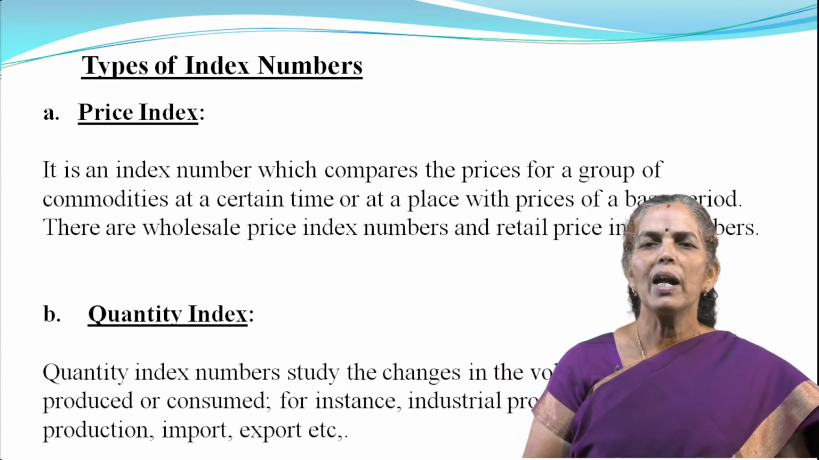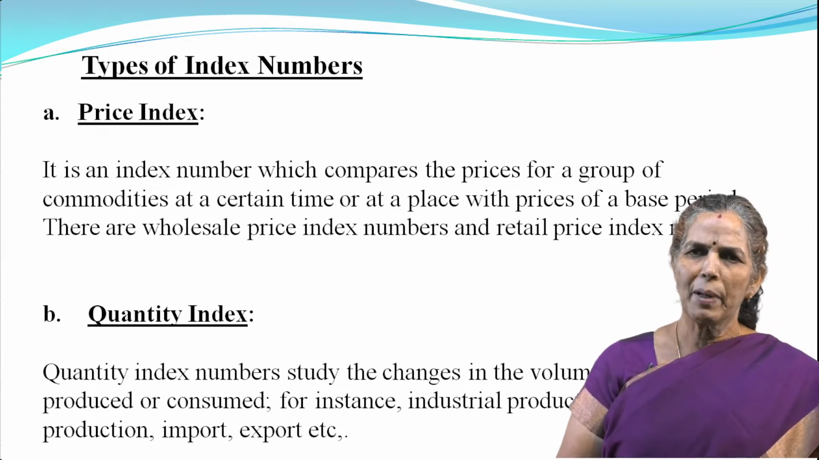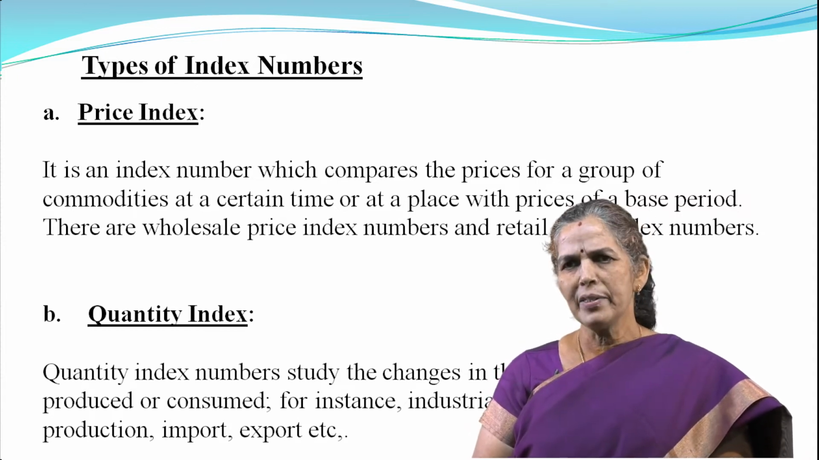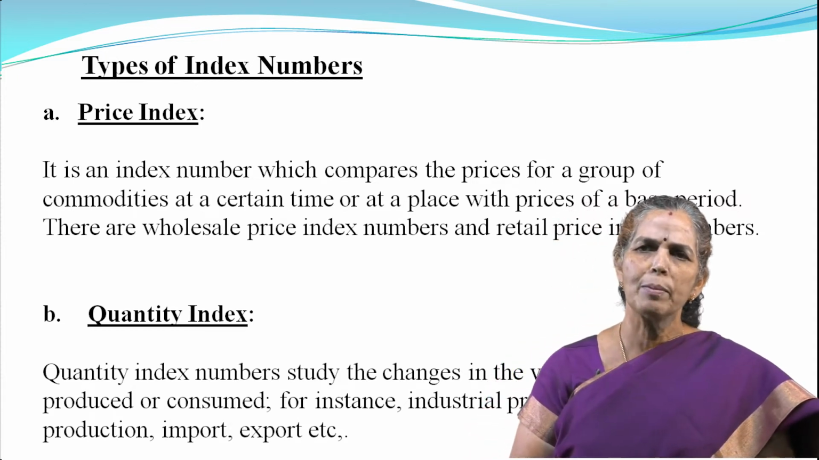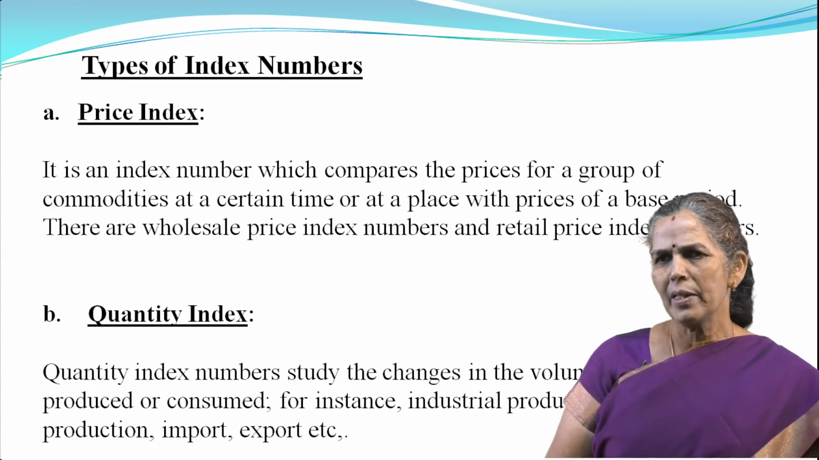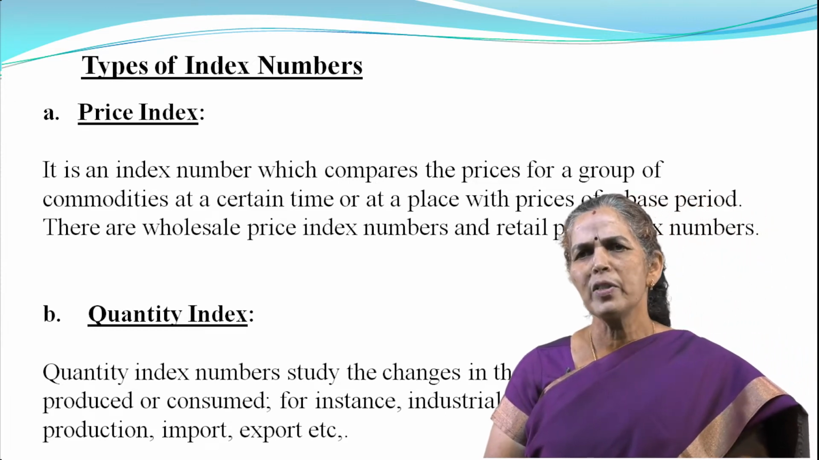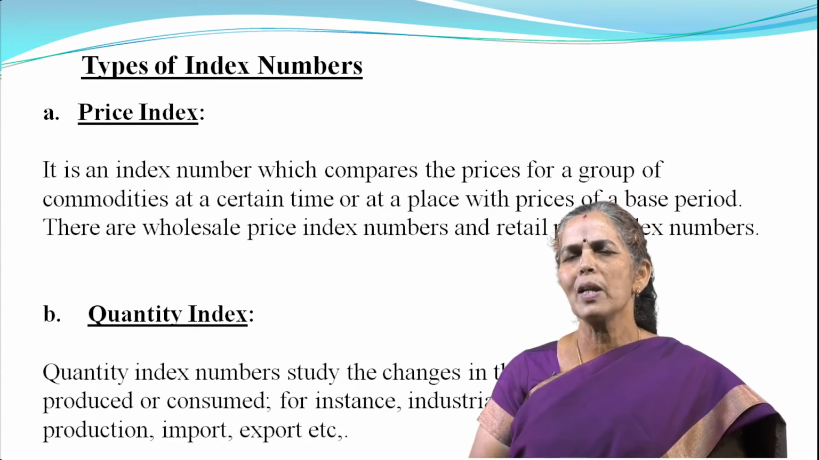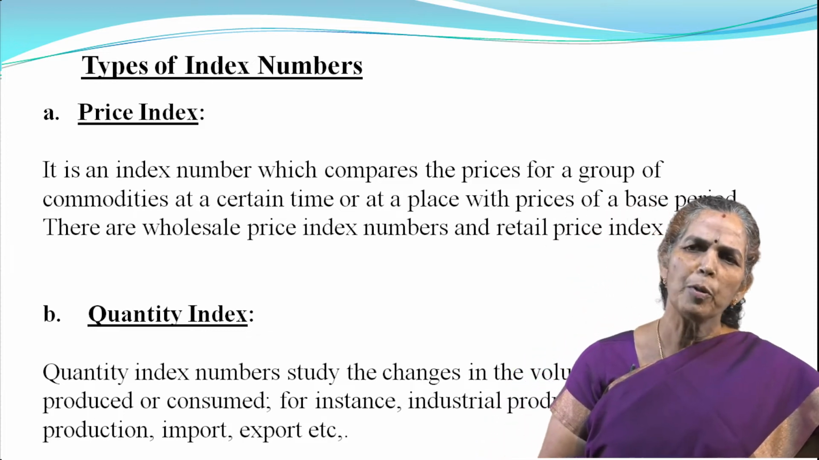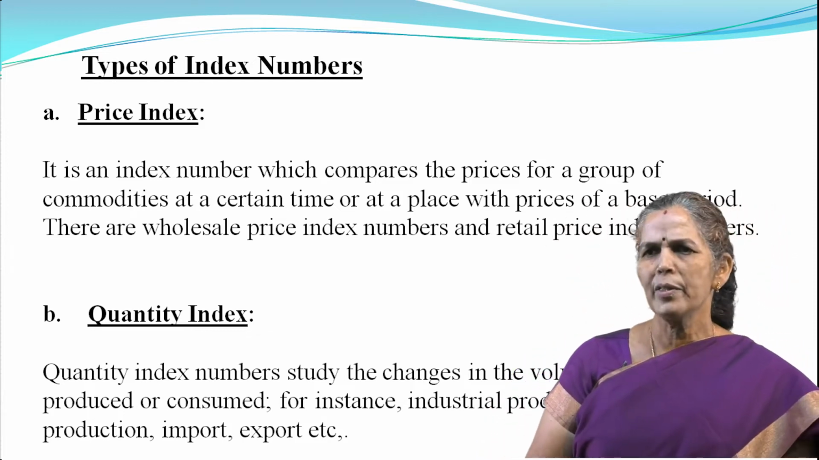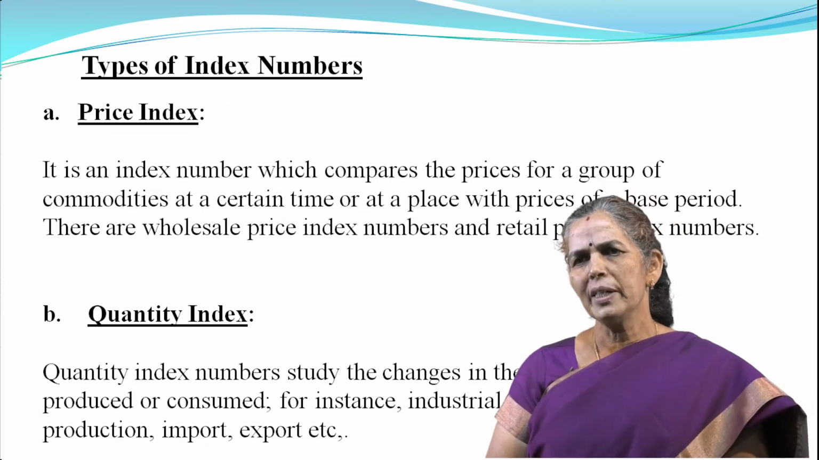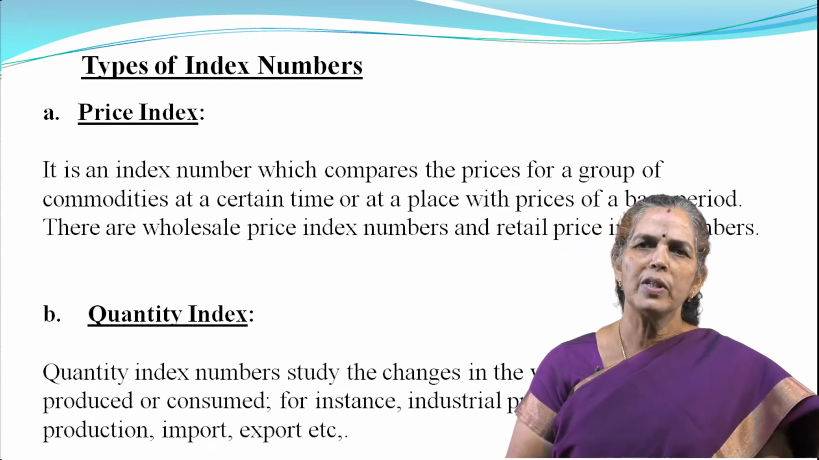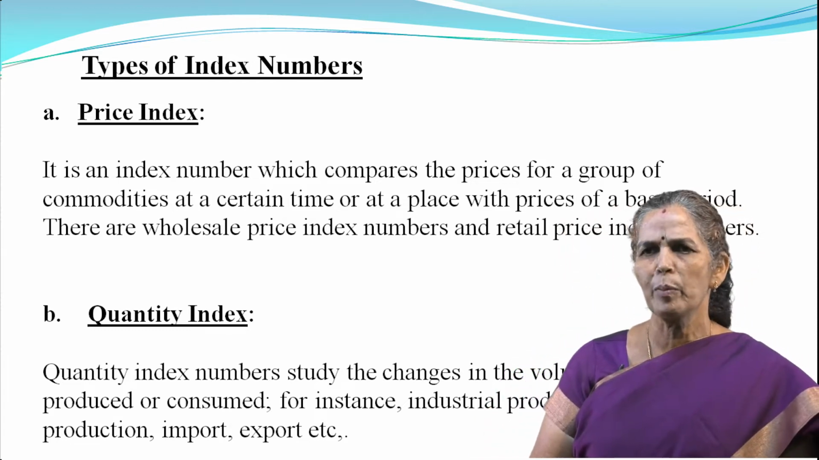Next, types of index number. We have three types of index number. One is price index number, another is quantity index number, and third is value index number. Under the price index number, we have two types. One is wholesale price index number, another is retail price index number. Suppose we want to measure what changes have taken place in the commodity based on the wholesale price, we have to collect the wholesale price and calculate the index number. Suppose we want to study the commodity of retail price, so we collect the retail prices of the commodity and calculate the index number that tells what changes have taken place in the retail price of the commodity.